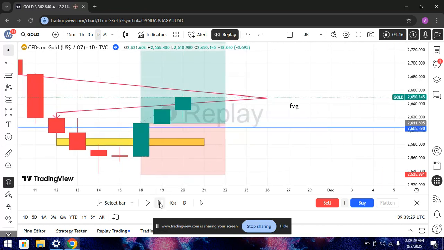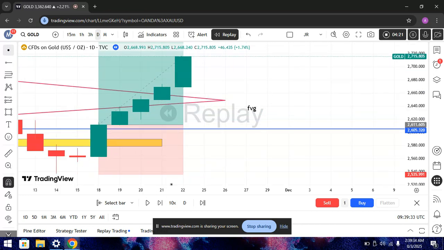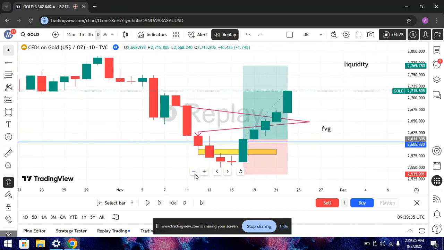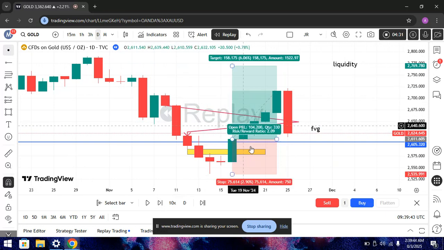Okay. All right, it's playing out. It's playing out better than I thought. We did a little retracement. Are we going to be stopped out?